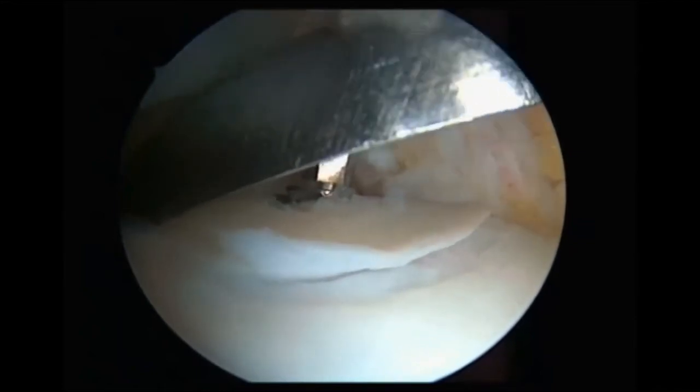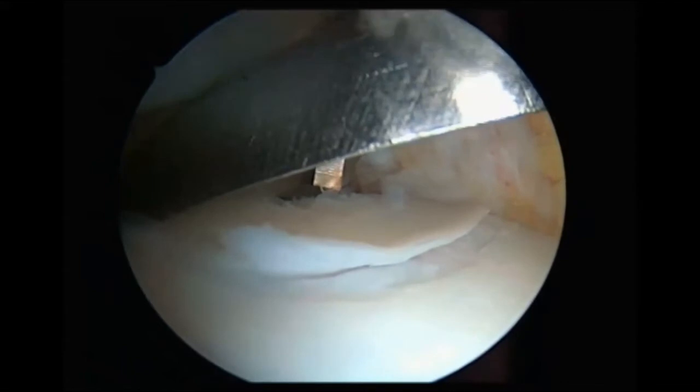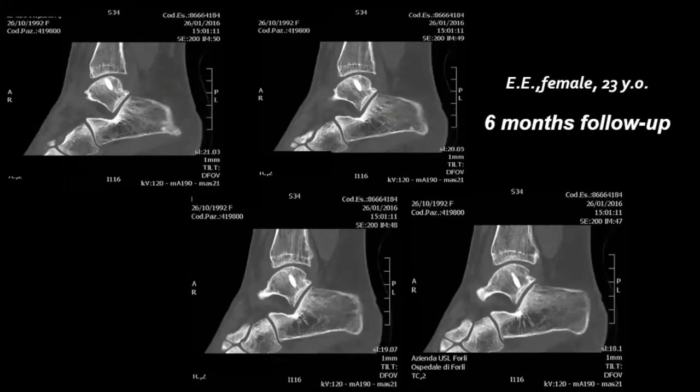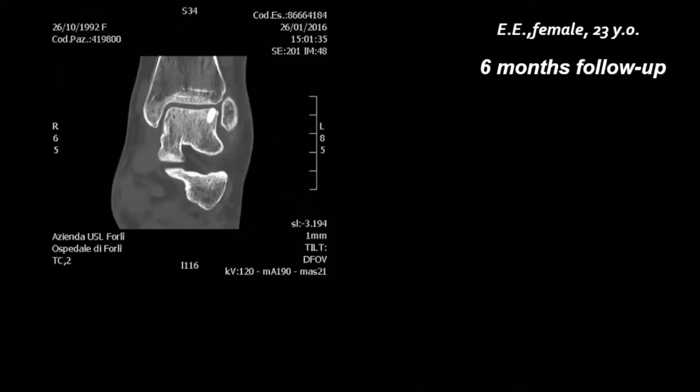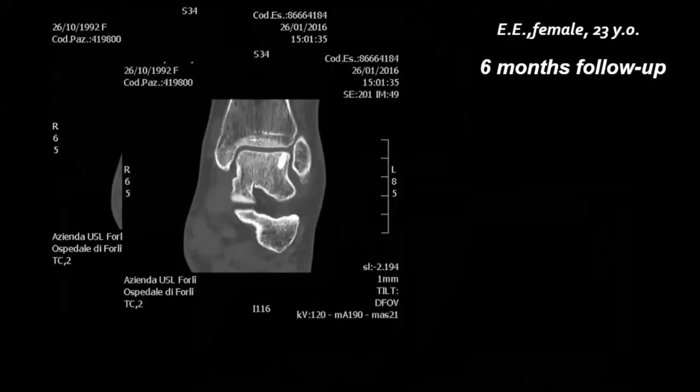This is the last view of the video. This is the follow-up at 6 months. You can see the CT and the good osseointegration of the fragment on the sagittal plane and on the coronal plane.